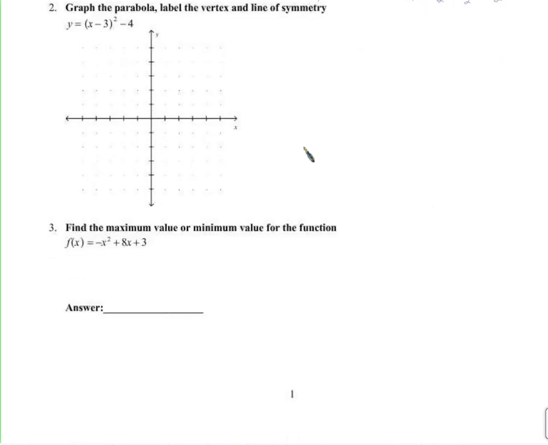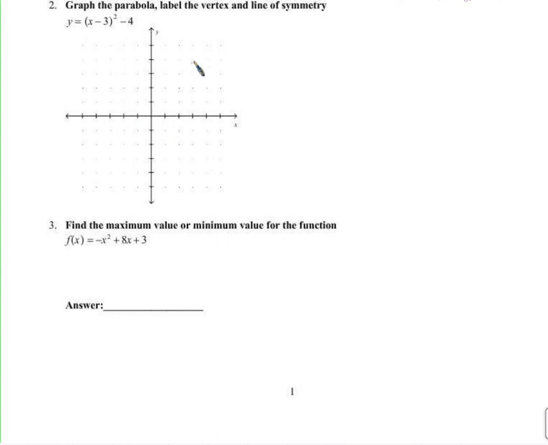Graph the parabola, label the vertex, line of symmetry. This is in vertex form. The vertex is quickly at, just going to tell you quickly and then explain, 3, negative 4. Okay, it's going to open up because this is a positive out here. If I were to multiply it out, there would be a positive in front of the x squared. This is going to open up.